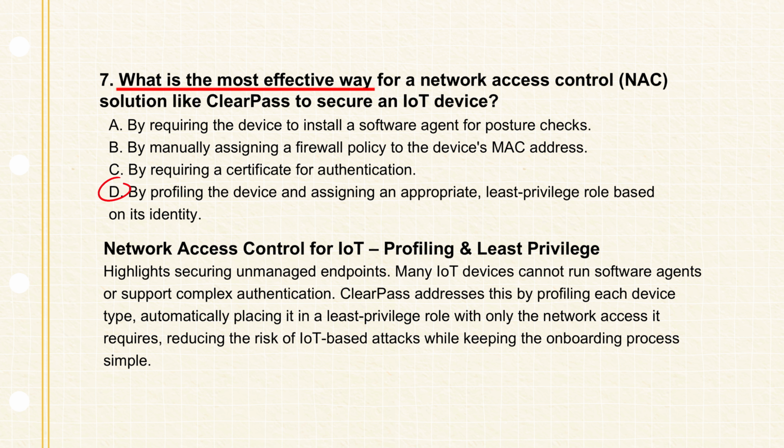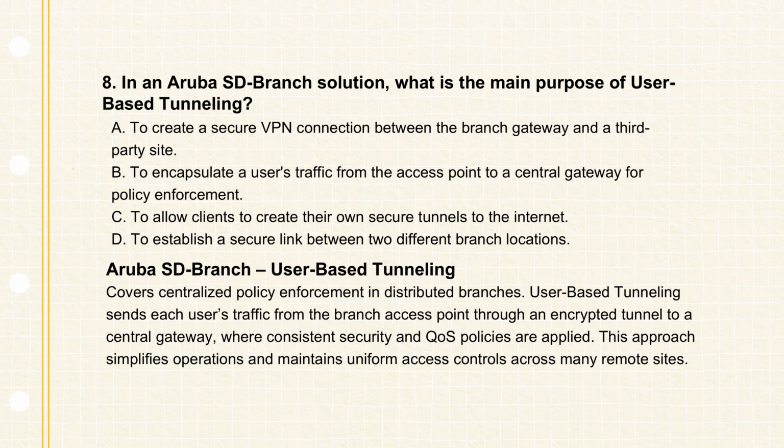Absolutely. Okay, centralized control, visibility, zero trust, wireless IoT. Now let's extend that secure reach out to branch offices. Question 8 mentions user-based tunneling in Aruba SD branch. What's the concept? User-based tunneling, or UBT, in an SD branch setup is all about consistency and centralized policy enforcement for remote sites. Basically, it takes a user's traffic right from the access point they're connected to at the branch and encapsulates it, puts it in a secure tunnel all the way back to a central gateway, usually at a data center or headquarters.